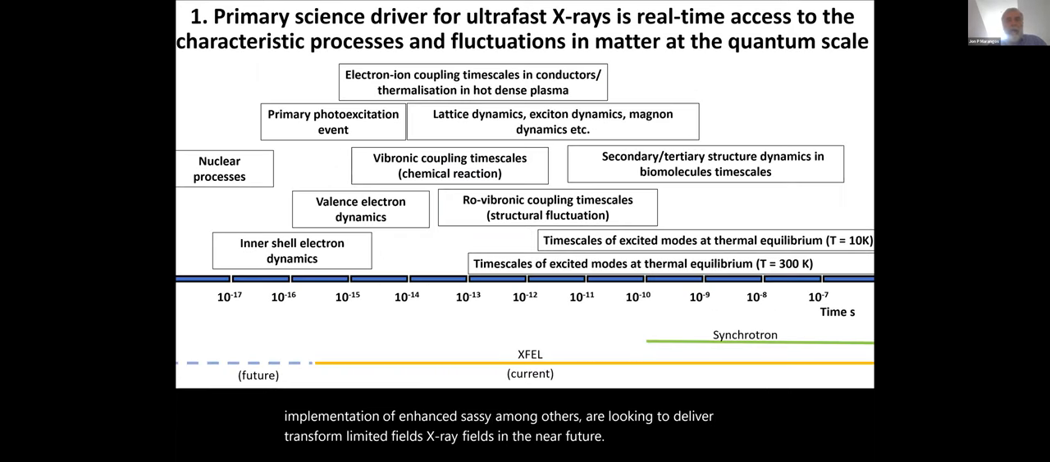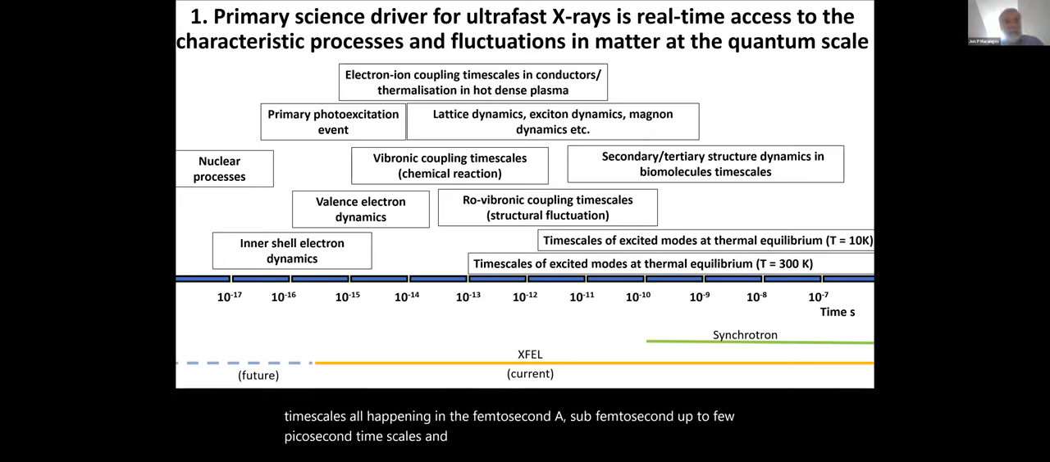So the main overwhelming use case for XFELs is to access real-time dynamics and access the processes and fluctuations that occur in matter at the quantum scale. So here's a chart going from sub-femtosecond timescales all the way up to microsecond timescales, indicating the sorts of processes that we're thinking of. We're talking about electron dynamics, both valence and inner shell. We're talking about primary photoexcitation events. We're talking about vibronic coupling timescales, lattice dynamics, exciton dynamics, rovibronic coupling timescales, all happening in the femtosecond or sub-femtosecond up to few picosecond timescales.